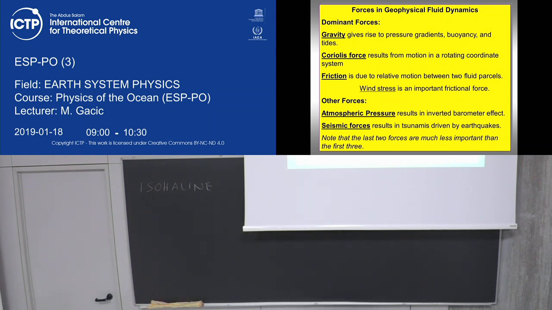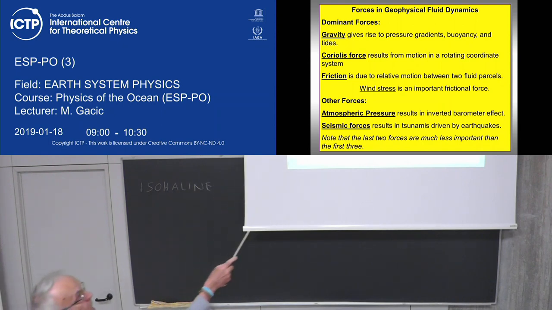And we have to consider the forces in geophysical fluid dynamics. We have the gravity force, which gives rise to the pressure gradient, buoyancy, and tides. The pressure gradient comes from differences in pressure, or differences in density, between different parts of the world ocean, because the very first definition of pressure is the weight of the water column. The weight of the water column depends on the density. The denser the water column, the higher the pressure, and so forth.